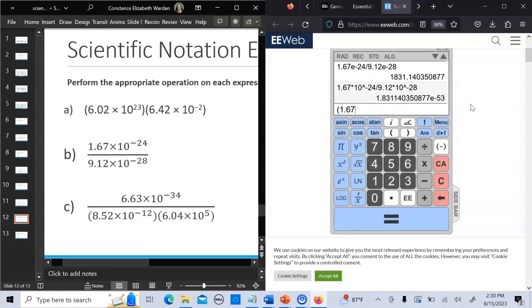Now let's try entering that same equation again, but let's put parentheses around it. So 1.67 times 10 raised to the power of the -24th. And then let's close the parentheses. So put parentheses around everything on top, divided by, open up a second set of parentheses, and 9.12 times 10 raised to the power of the -28th, and end those parentheses. Now all of a sudden we get the correct answer again. So if you do not use that double E key, you're going to have to include parentheses around everything.